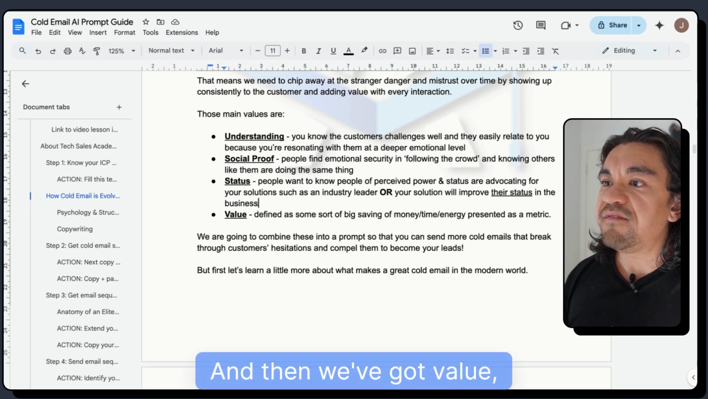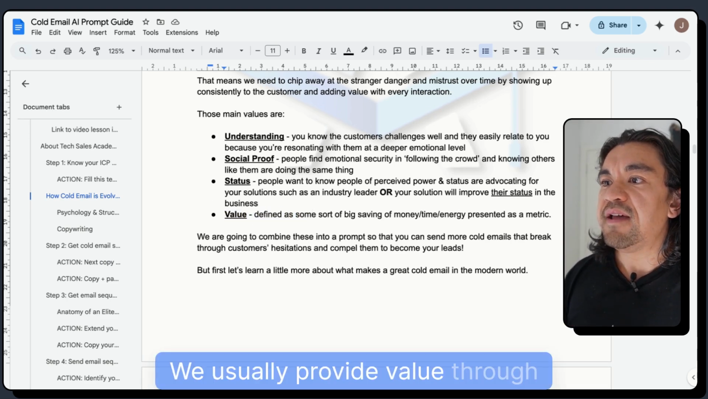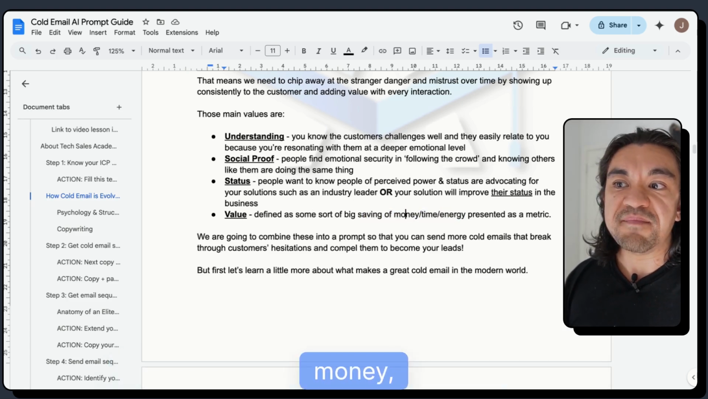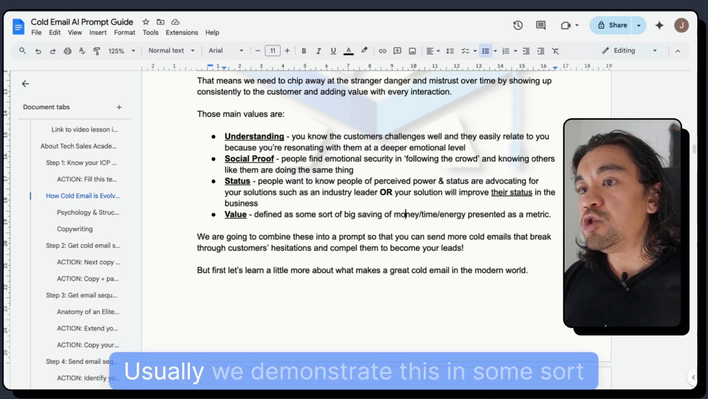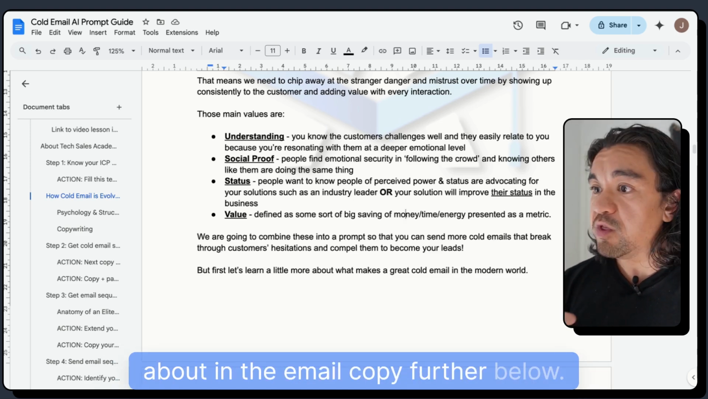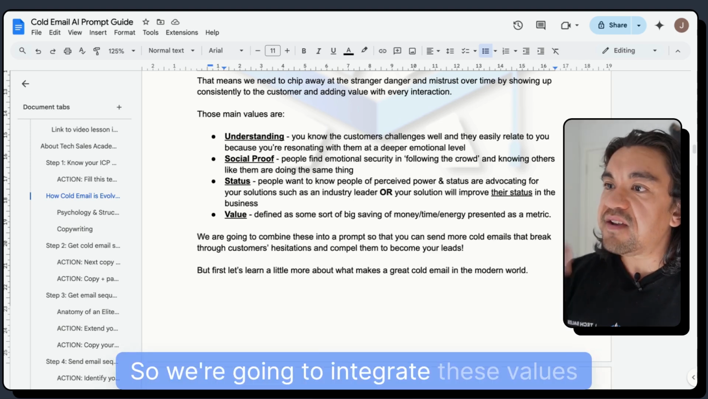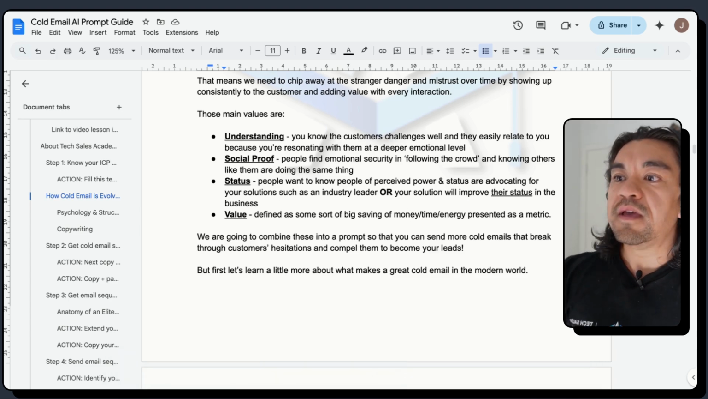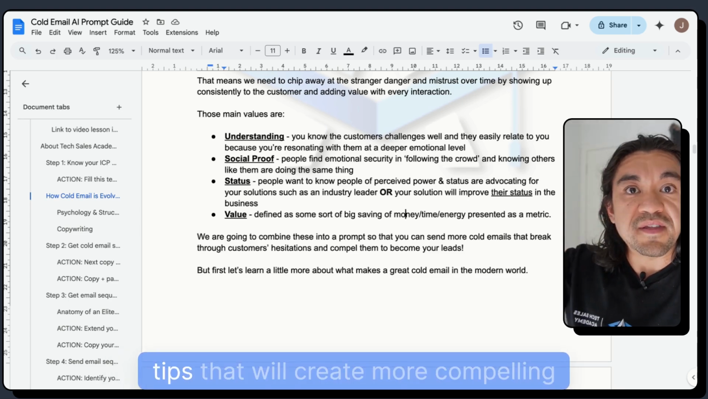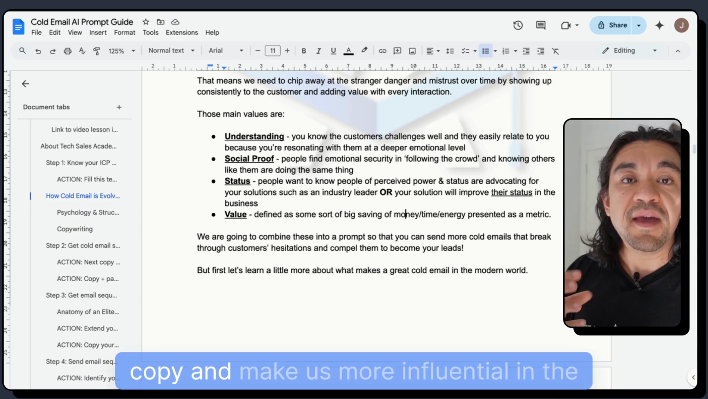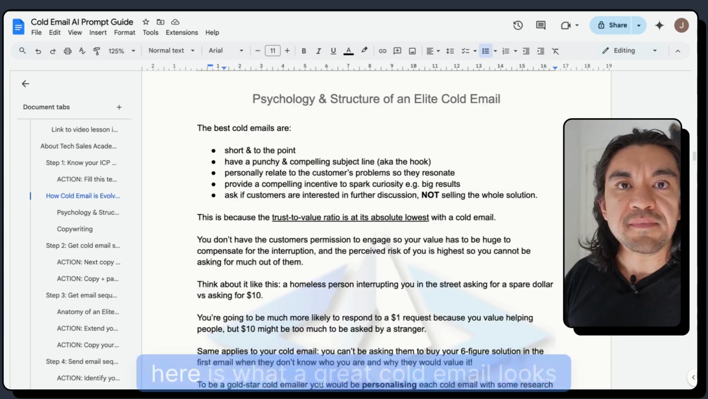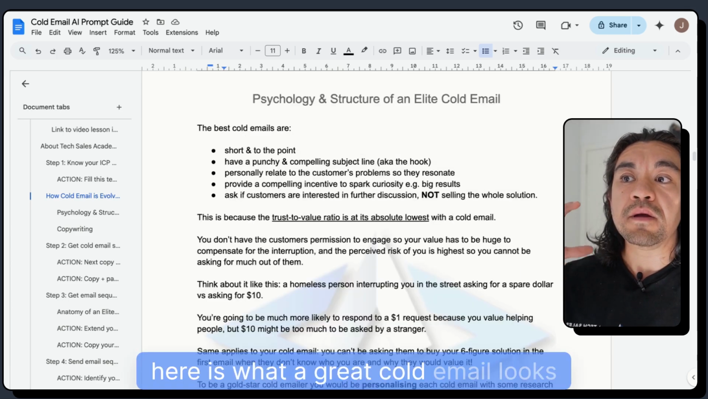And then we've got value, okay? We usually provide value through convenience by saving customers a bit of money, a lot of time, some energy. Usually we demonstrate this in some sort of metric, and that's what we'll talk about in the email copy further below. Okay, so we're gonna integrate these values into the prompts, into the emails, so we've got psychological tools and tips that will create more compelling copy and make us more influential in the way that we send our cold outreach. Okay, here is what a great cold email looks like.